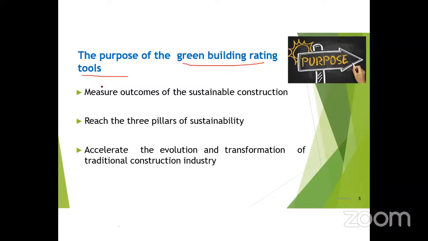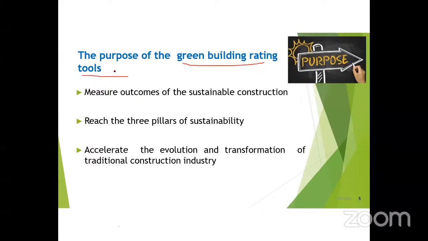It usually comprises a set of criteria. The set criteria is there for every rating system. We will see the different rating systems in short today. And it has different parameters related to design, construction, and operation of the green building. So from pre-planning, planning, construction, and the operation stage, there are different parameters or criteria that are set in the green building rating system.